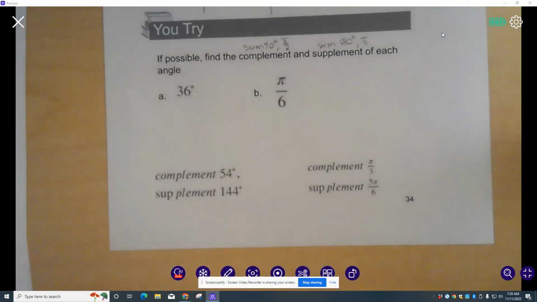That is it for this lesson. You should now be able to do your 4-1 homework.